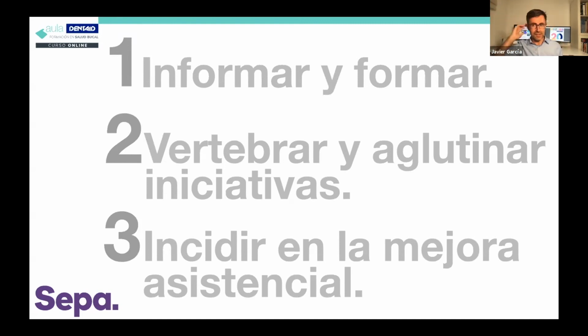And the third step, and this is what SEPA is starting right now, in this next decade, is going to be very important in that sense, to have an effect on a better assistance, a better treatment. The science is developed by researchers, by universities, who usually are linked to societies like SEPA, but the science has to reach the population. Science has to reach the professionals and has to finish improving the health and the quality of life of the population. These are the three main axes.